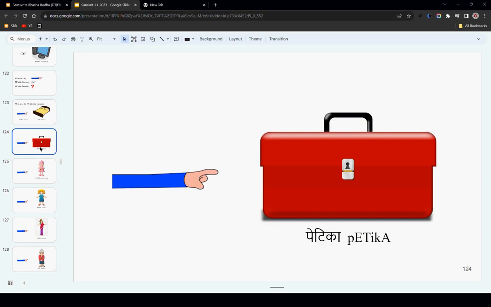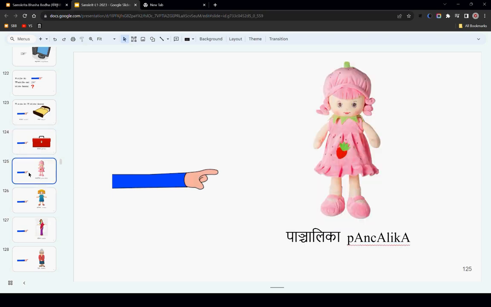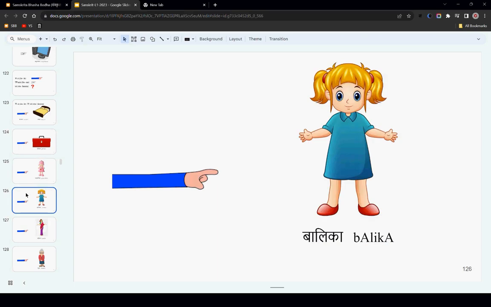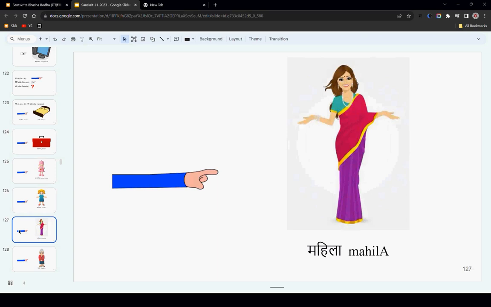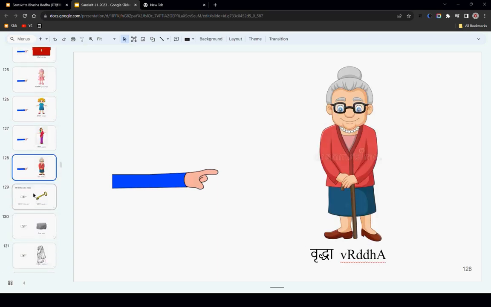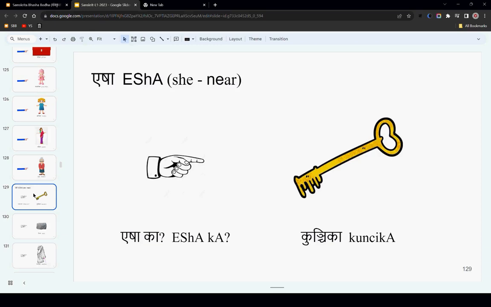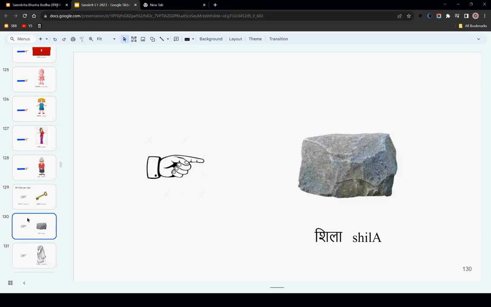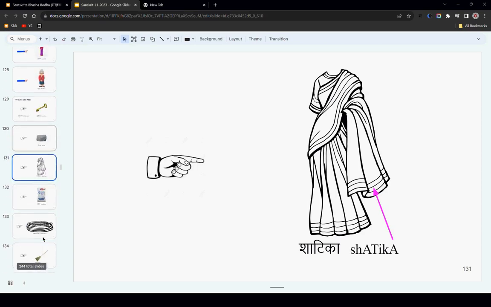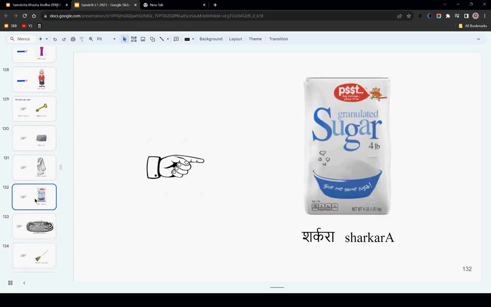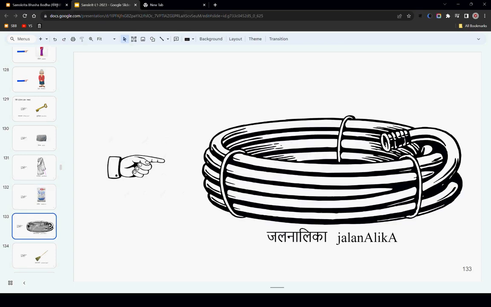So here also sa ka, sa petika, sa ka, sa panchalika, doll. So balika, girl. Sa ka, sa balika asti. Here also sa mahila asti, sa vruddha asti, old woman. Esha ka, esha kunchika asti. Esha shila, stone asti. Esha shatika, sari. Esha sharkara, sugar. Esha nalika, jalanalika, water pipe.